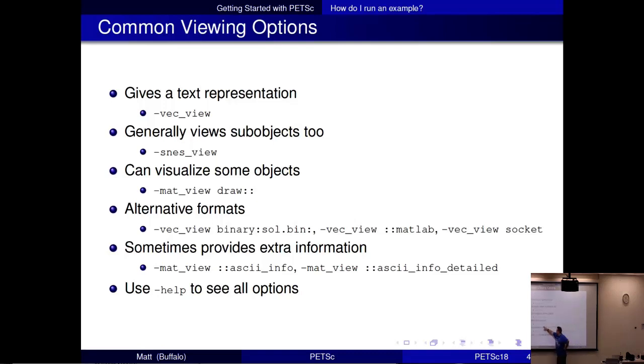So here I've done it. I'm putting it in a binary, or I'm doing it in MATLAB, or you can output it over a socket. You can change the format. So MatView ascii info detail, actually it's better with DMView. DMView by default just gives you a little bit of information about the mesh. But ascii info detail will give you a lot of information about the mesh. So you can control the level of detail that you want in addition.